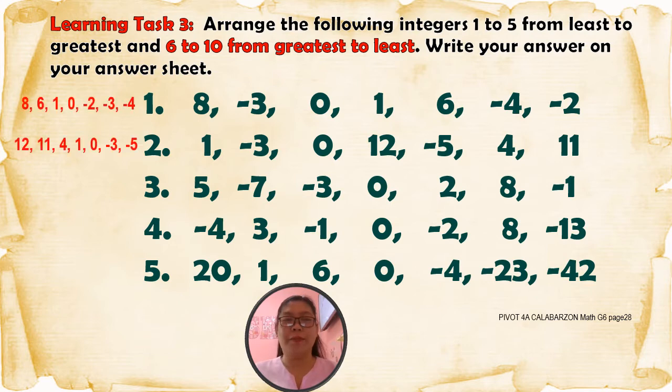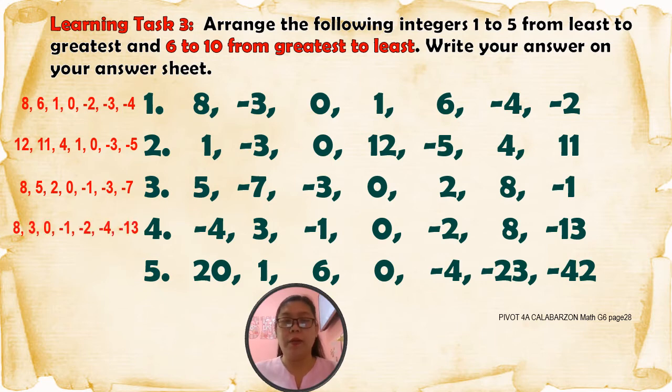Number 1: 8, 6, 1, 0, negative 2, negative 3, negative 4. Number 2: 12, 11, 4, 1, 0, negative 3, negative 5. For number 3: 8, 5, 2, 0, negative 1, negative 3, negative 7.